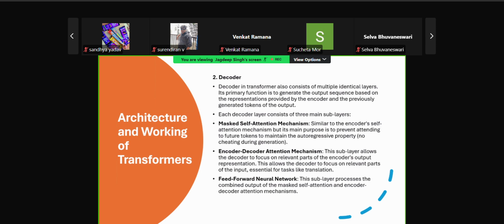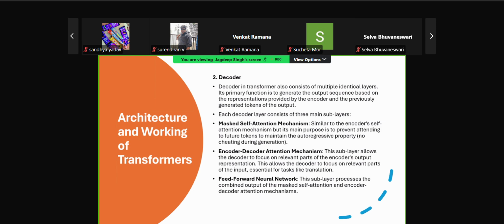In the first sublayer of the decoder, the masked self-attention mechanism, its main purpose is to prevent attending to future tokens to maintain the auto-regressive property. Because the name here is masked. So prevention of attending to future tokens to maintain the auto-regressive property.